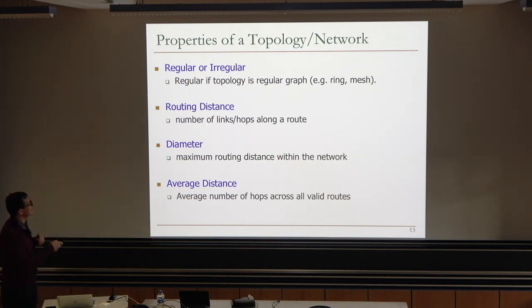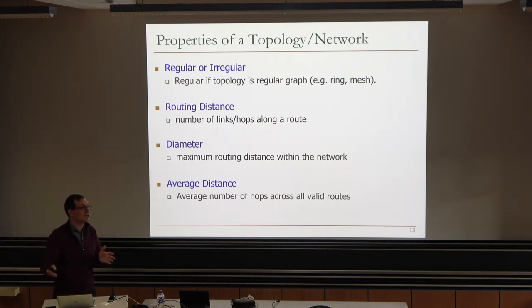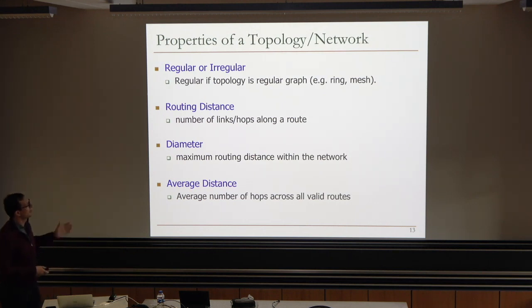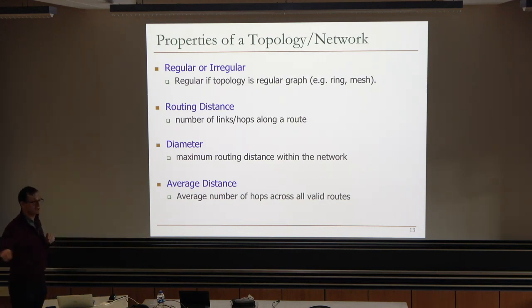Routing distance is the number of links or hops along a route. Hop is essentially one link you traverse is considered a hop. How many links do you need to go from a source to the destination is your routing distance. And route is essentially a route between a source and a destination. So the diameter of the network is the maximum routing distance within the network.